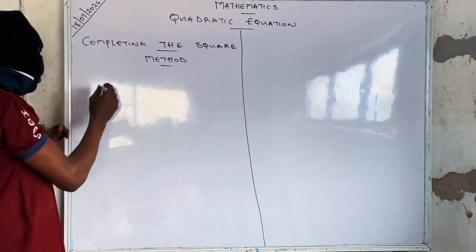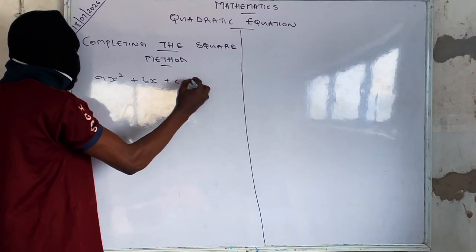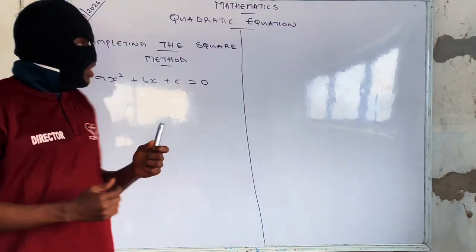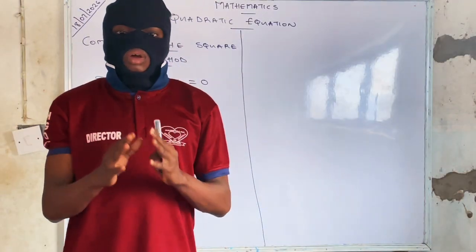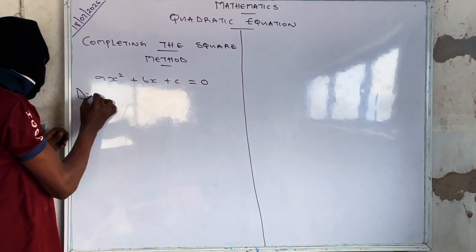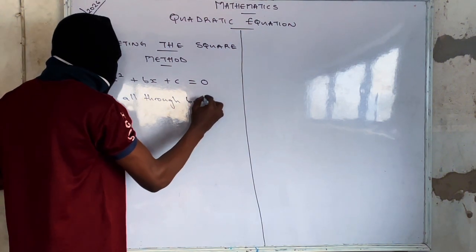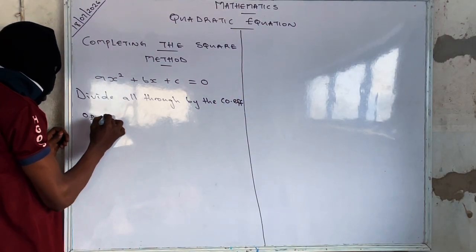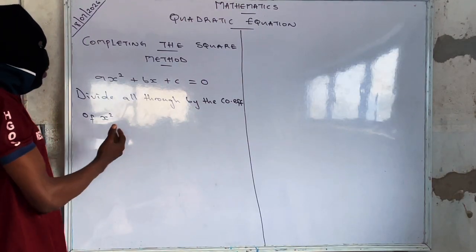We have the general form of a quadratic equation, which is ax squared plus bx plus c equals 0. Now, we are using the completing the square method to solve this so we can get the quadratic formula. The first thing you are going to do is divide all through by the coefficient of x squared. First of all, what's the coefficient of x squared here?